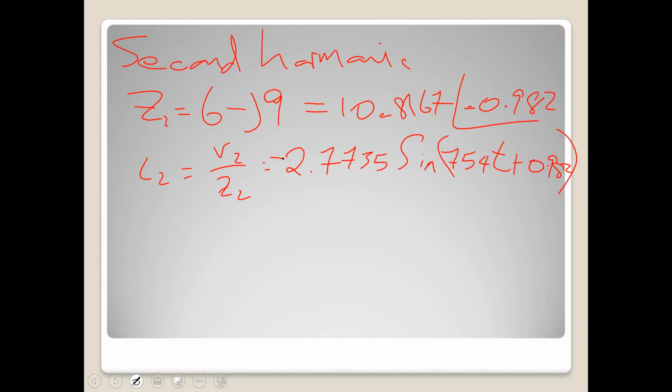All right. And then you're gonna do it for me now for the third harmonic and the fourth. So everybody do that for me. Do it for the third and the fourth harmonic.